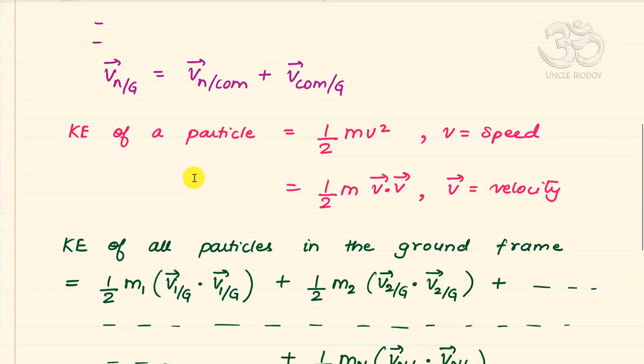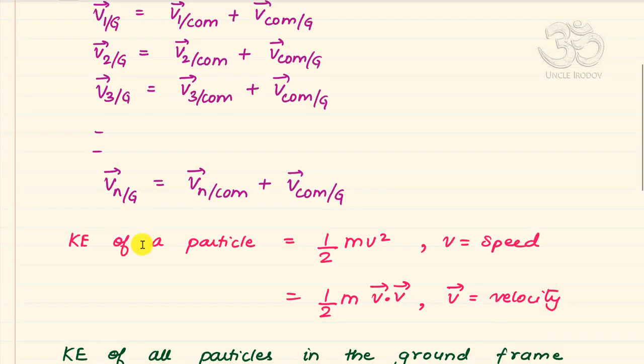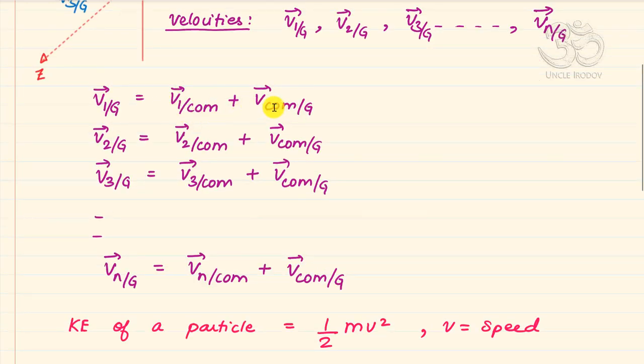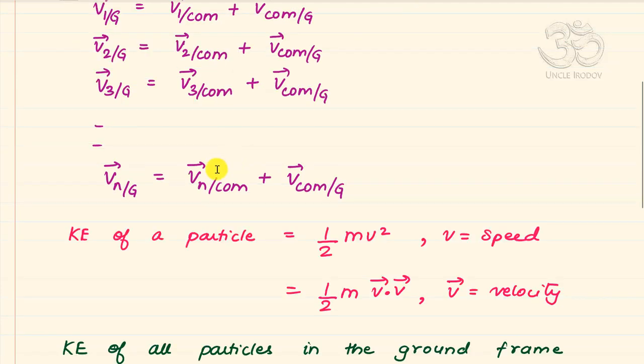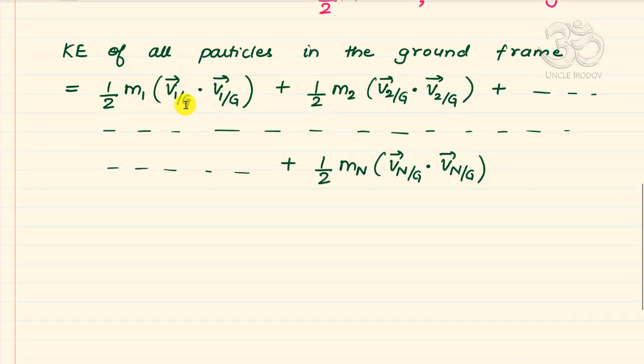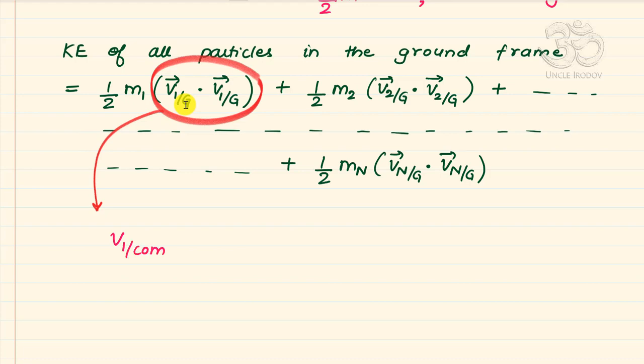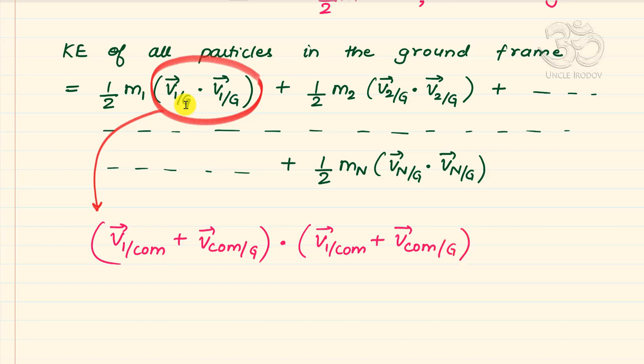Now, as you would have guessed, you will substitute for V1g here, and that will be V1 with respect to center of mass plus velocity of center of mass with respect to ground. So let's only have a look at the first term here. What this first term will look like is velocity of 1 with respect to center of mass plus velocity of center of mass with respect to ground, dot velocity of 1 with respect to center of mass plus velocity of center of mass with respect to ground. Okay, cool, no big deal.